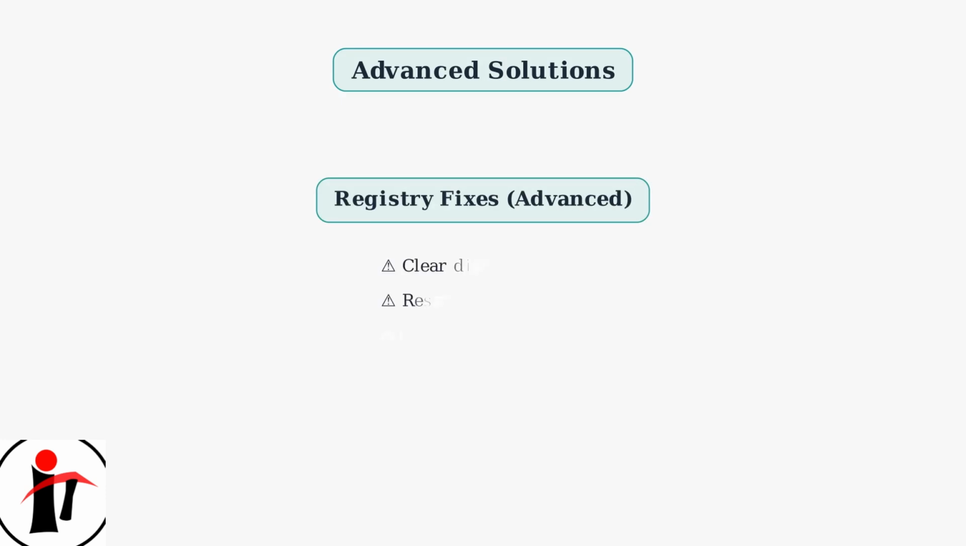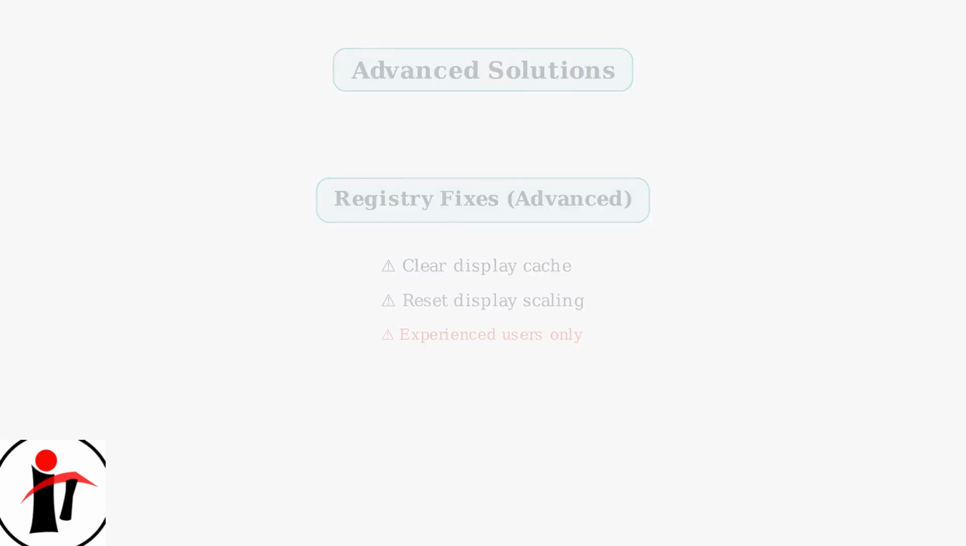For Windows users, registry fixes provide advanced solutions. Clearing the display cache or resetting display scaling settings can resolve stubborn connection issues. These should only be attempted by experienced users.